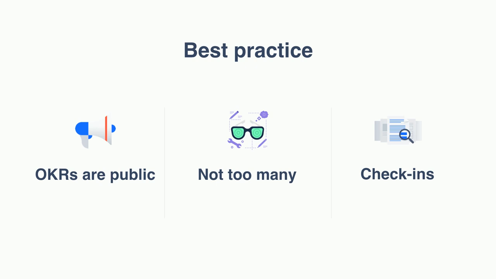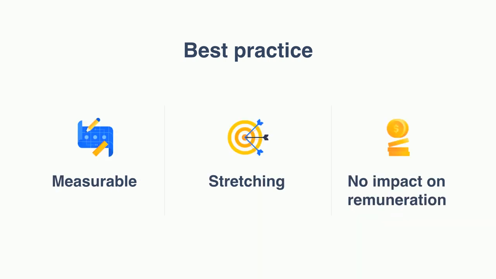It can also be a bad result, but this helps you and all the other people in your organization to improve yourself because you see, oh, obviously there's something wrong. We should make something different to improve this. The next thing is it should be measurable.